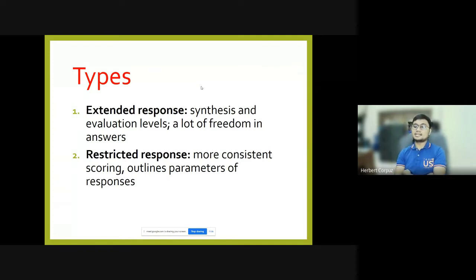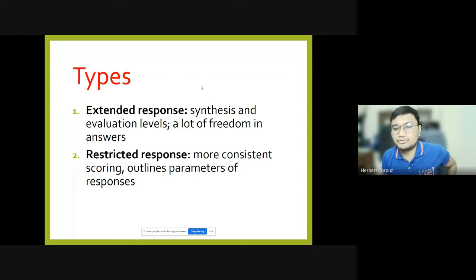There's more consistency in scoring. It outlines parameters of responses. If there is a rubric being provided by the teacher for him or her to assess or assign a score to an essay test, then that makes an essay test a restricted type of test. It outlines parameters of responses, meaning there are conditions that students have to consider when they are going to write their response or their essay as regards a certain question or a certain test item.